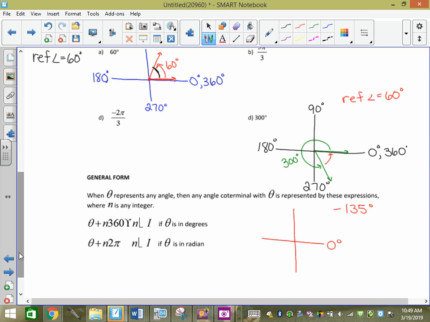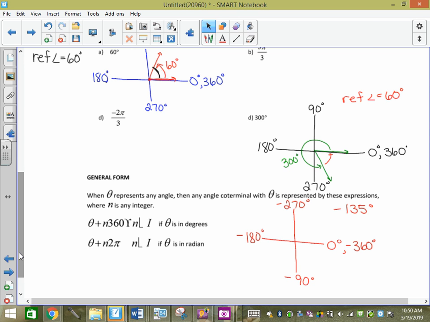Okay, I'd go 0, I'd go negative 90, negative 180, negative 270, negative 360. 135 falls directly halfway between 180 and 90. It's 45 degrees less than 180, or more than 90. It'd be right up the middle. But the reference angle is how far away you are from the terminal arm to the x-axis.